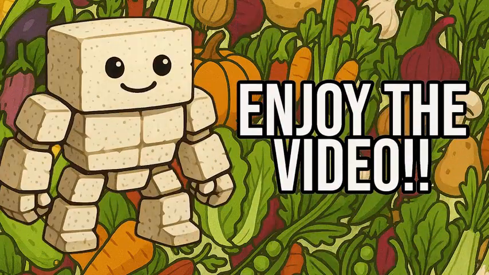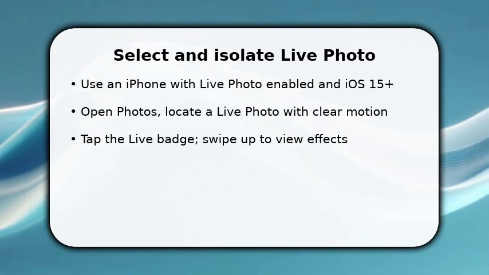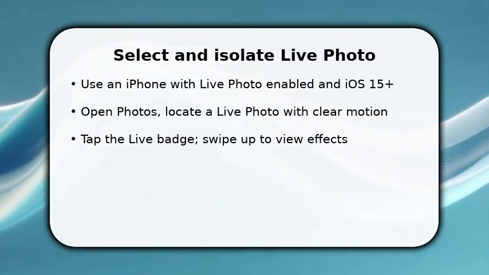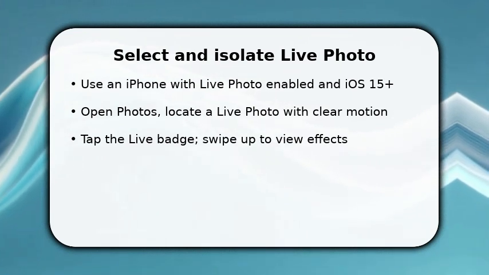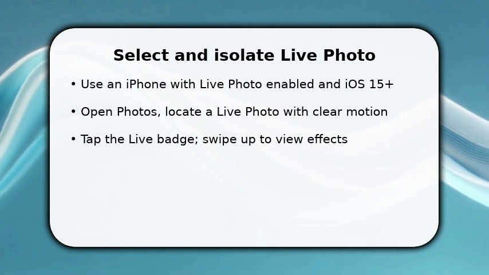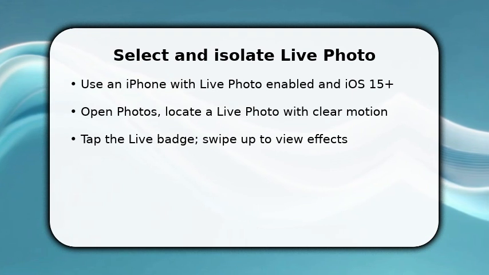Please enjoy the video. You start with a live photo that has a clear subject and visible motion. This matters because sticker motion comes from frames. Once you open Photos, tap the live badge to confirm it plays, then swipe up to reveal effects like loop or bounce, choose one to preserve motion.